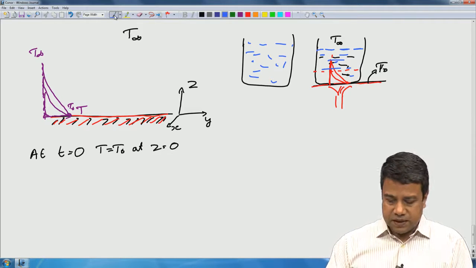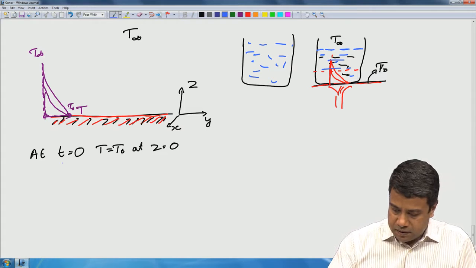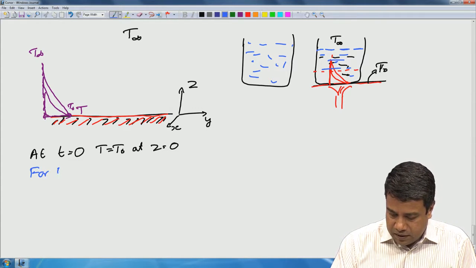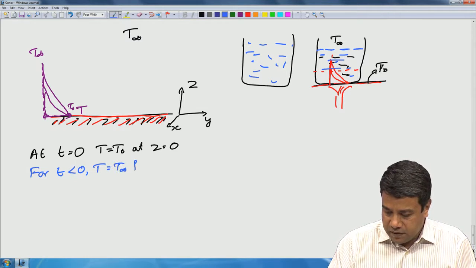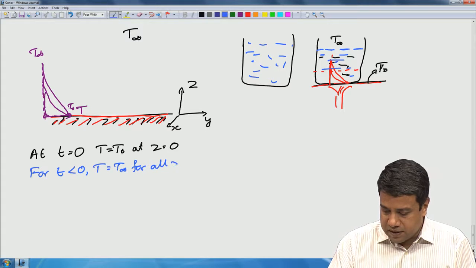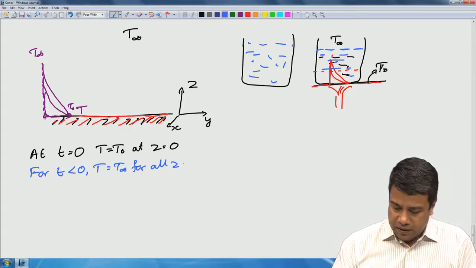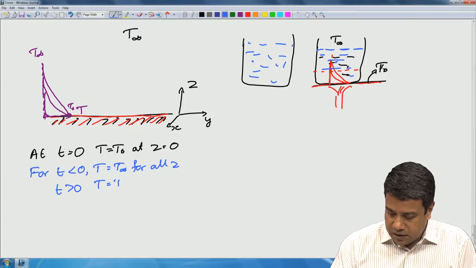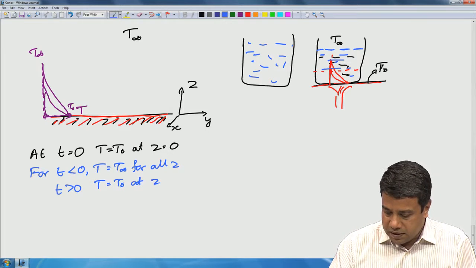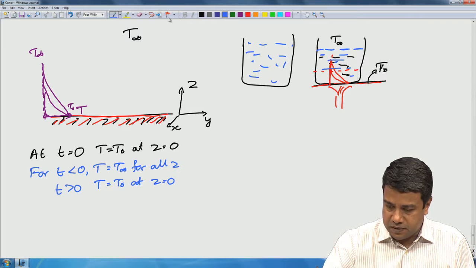So, to be more precise, for t less than 0 the temperature is equal to T infinity for all z. For t greater than 0, T is equal to T naught at z is equal to 0. So, that is the hot temperature.